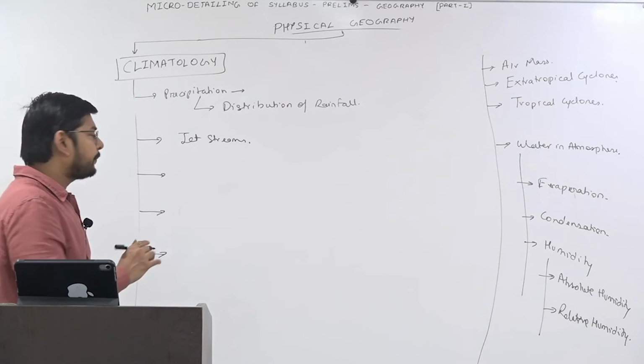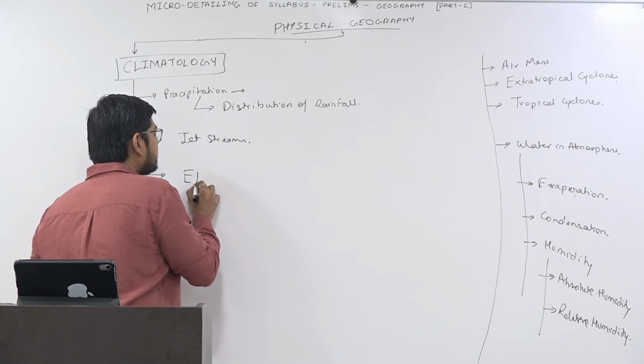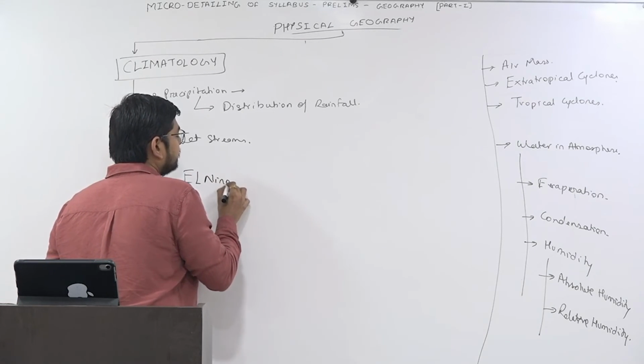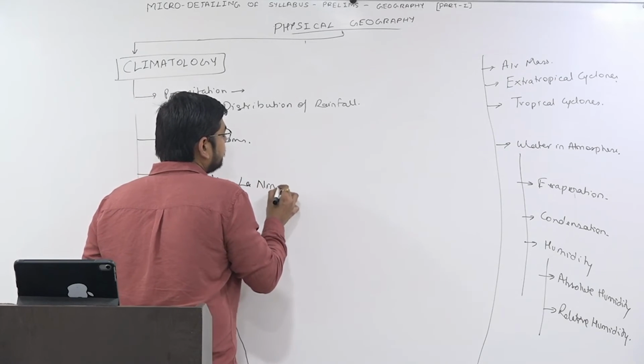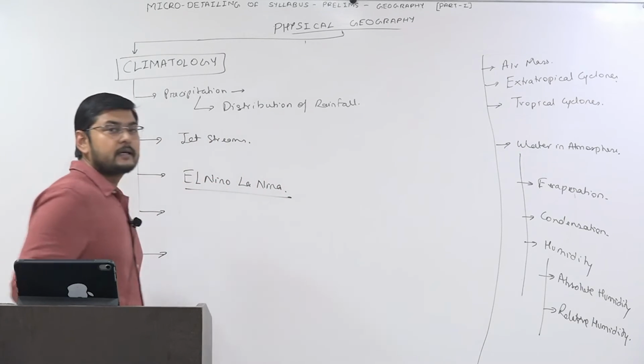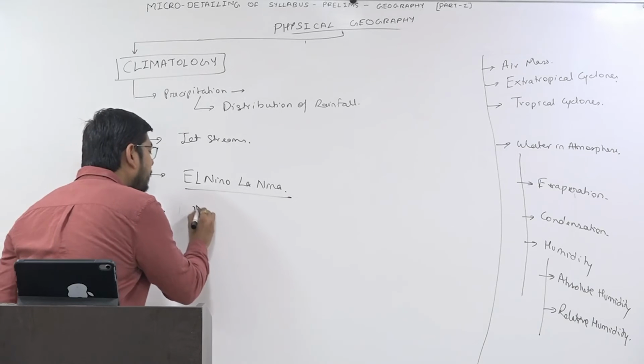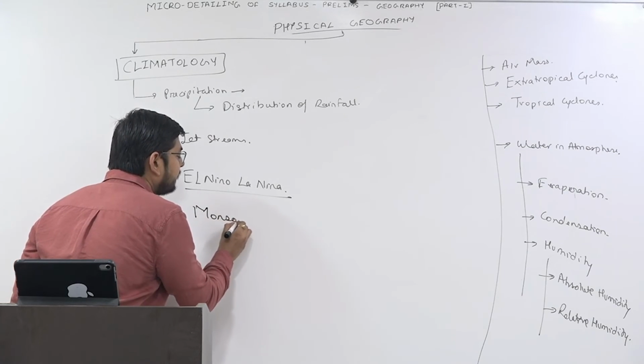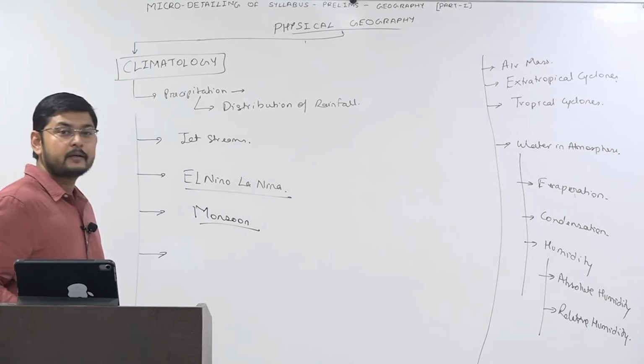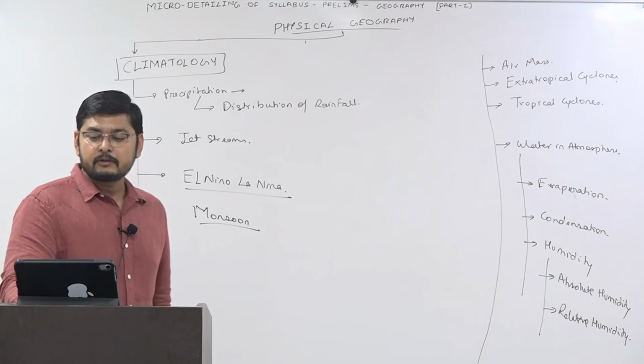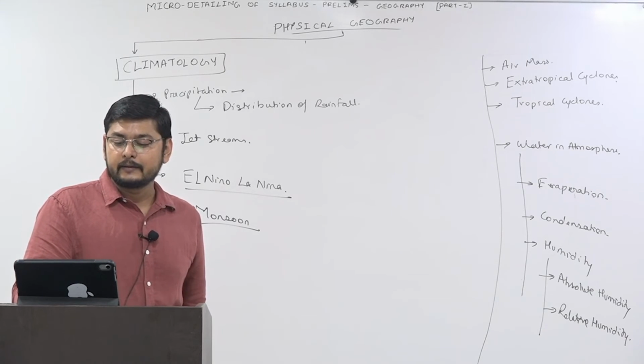Then we have the polar vortex. Next is El Nino and La Nina. What are the implications? How they impact monsoon. Very important. How they impact monsoon. So those things will be studied in quite some detail here.